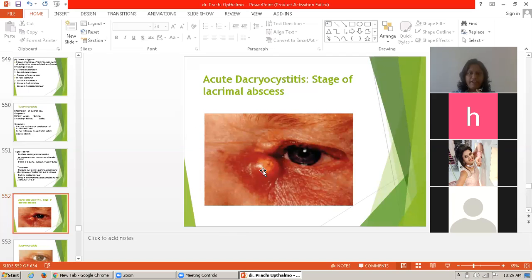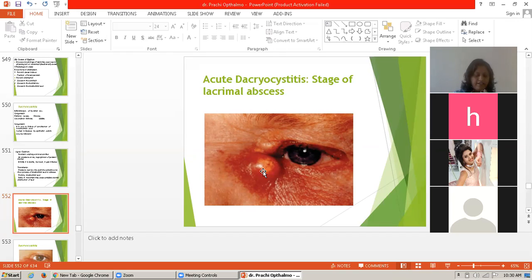This is the diagram of acute dacryocystitis, that is the stage of lacrimal abscess. When we study acute dacryocystitis, it is a suppurative inflammation of the lacrimal sac with an associated cellulitis of the overlying tissue. So, when there is acute inflammation of the lacrimal sac associated with cellulitis of the overlying tissue, it is called acute dacryocystitis. The onset is acute and there is a painful swelling below the inner canthus combined with widespread cellulitis.